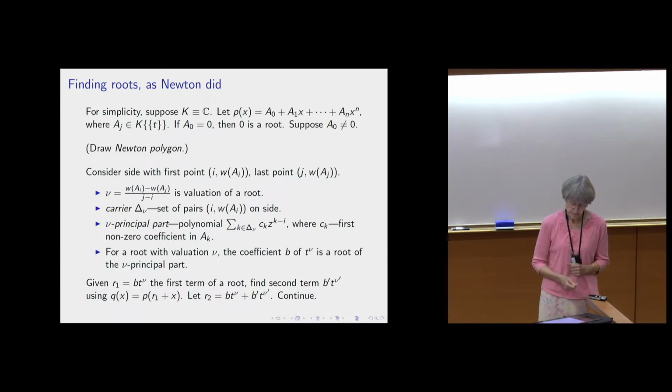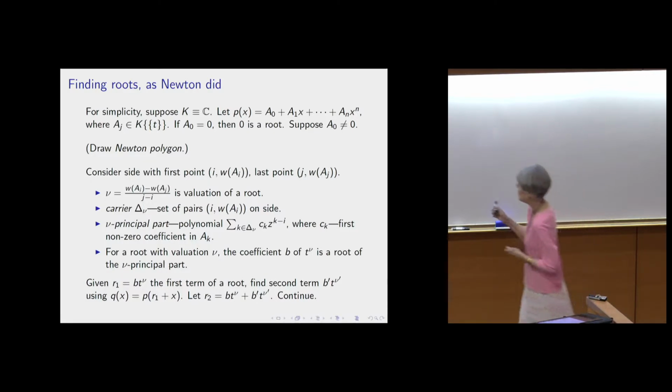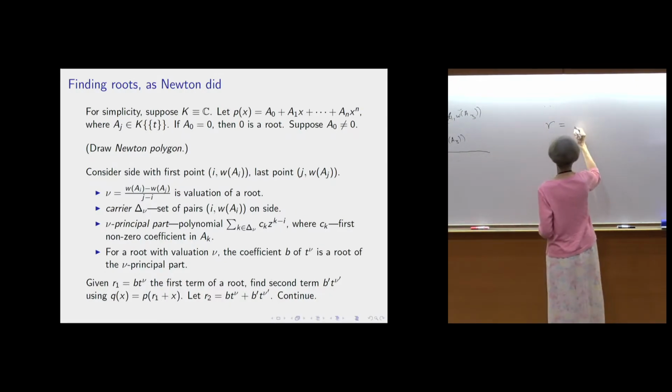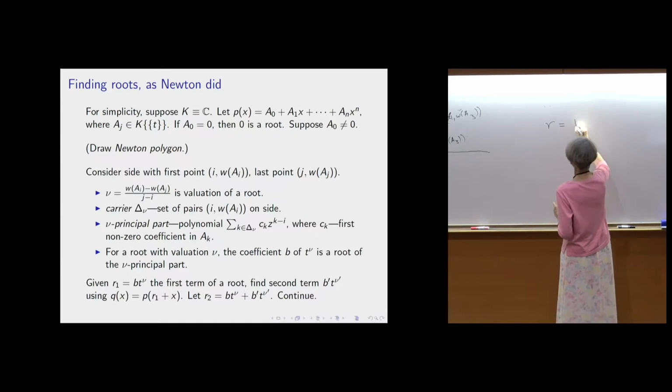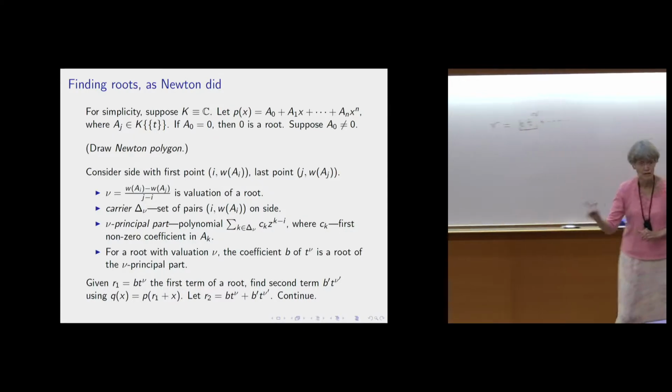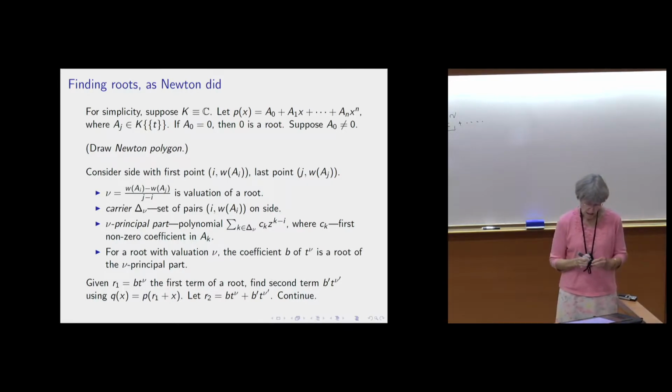It has roots. And if we take a root, just choose one, then we will get a root of our original polynomial that starts off this way. So let's say b was the root that we chose for this new principal part, and then we'll take t to the nu. So this is the first term, the way Newton would find it. Okay, so we want the next term and the next and the next.